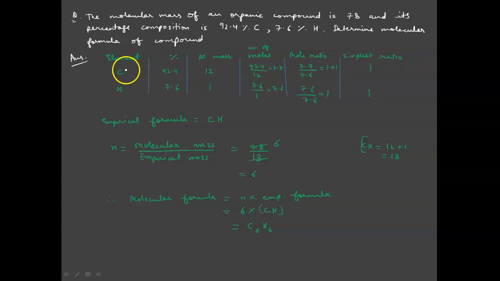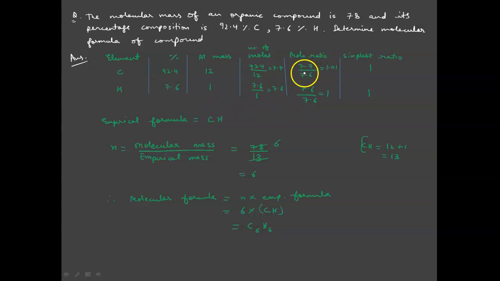In element, this is C, this is H. We have two elements only in the question. Percentage is 92.4 for carbon, 7.6 for hydrogen. Now atomic mass: for carbon it is 12, hydrogen is 1. Now moles. What is the formula of moles? Mass upon molar mass. We take the percentage as mass in the question, divided by atomic mass. 92.4 divided by 12 comes out to be 7.7. For hydrogen, 7.6 upon 1 is 7.6.